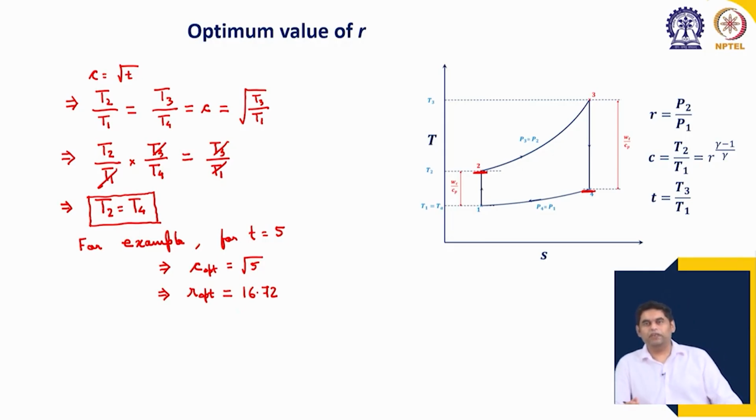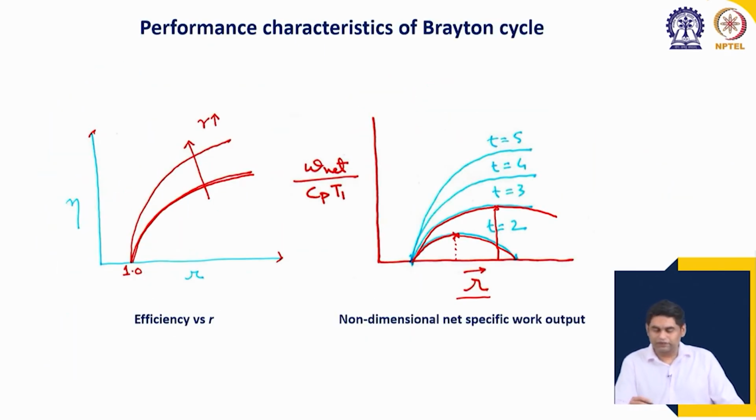This does not mean that we get the maximum efficiency. Remember that we had seen that efficiency keeps on increasing with R, but the work output decreases. So, what is the significance of this? If the work output is maximum, it means that for a given mass flow rate of air or working fluid, we get the maximum work output. Or the other way around, if we need a certain amount of work output, we will need the least mass flow rate of the working fluid, which means that our device will have the smallest possible size.